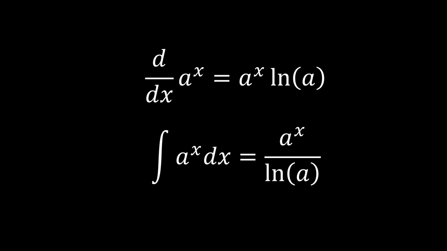Hello, we're going to be using the tabular integration method using exponentials. Let's say we had some integer a, that could be any integer, and that is raised to the x power. If we want the derivative with respect to x of a raised to x, then that would just be a raised to x times the natural log of a. And then if we want the integration, a raised to x dx, that would just be a raised to x divided by the natural log of a.